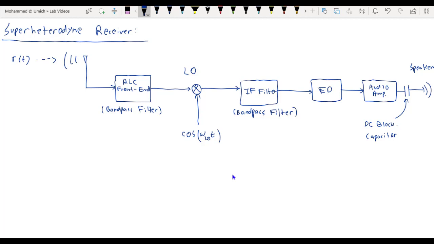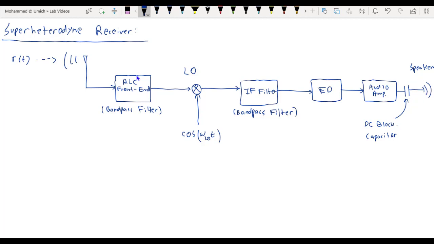The basic block diagram of a Superheterodyne receiver is: here's the input r of t, which consists of a superposition of a bunch of amplitude modulated audio signals, gets picked up by the antenna, which first goes through an RF front end, which is a bandpass filter, then has multiplication by the local oscillator, passes through an IF filter, which is a bandpass filter at IF frequencies, followed by an envelope detector, an audio amplifier, a DC blocking capacitor, and then our final output is the audio signal, which would get emitted by the speaker.